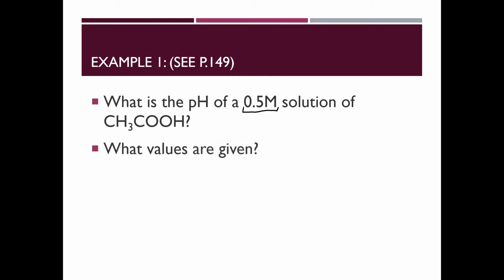What values are given, and from there we can decide which type of problem it's going to fall into. So here we are given the concentration of my weak acid, 0.5 molar. We're given the name of the weak acid, so we can find its Ka.